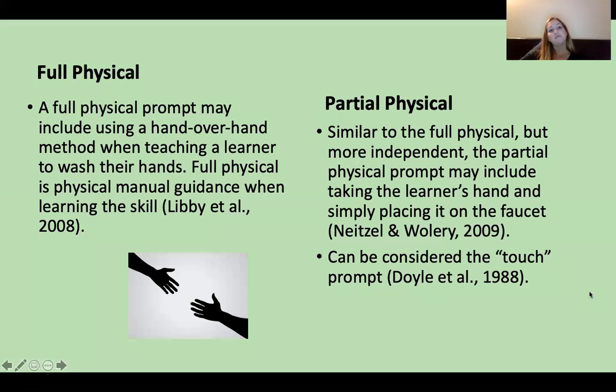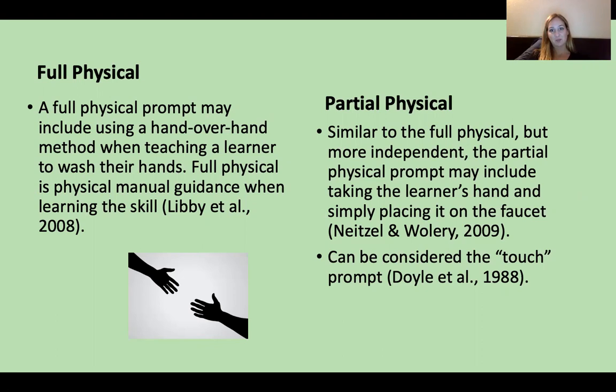So, the different types of physical prompts. We're going to start with partial physical. It is similar to full physical, but it's more independent. The partial physical prompt includes a touch. If you're teaching a learner how to turn on a faucet, you might put your hand on theirs and place it on the faucet, and then you remove your hand and allow them the opportunity to turn on the faucet themselves. So this is again a touch, a light touch. You touch and then you pull away.